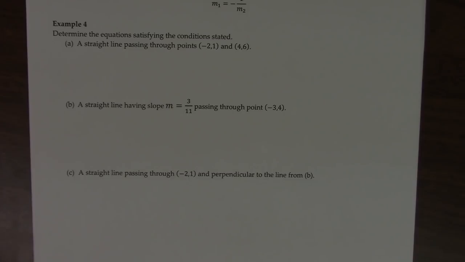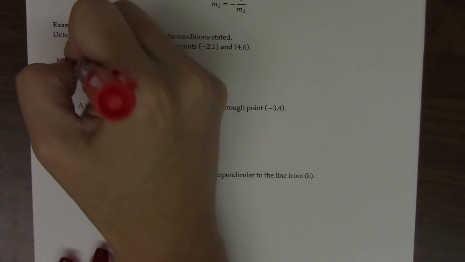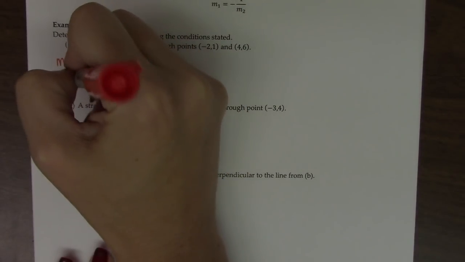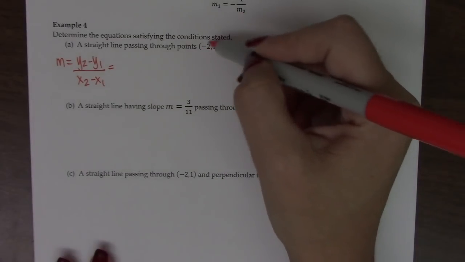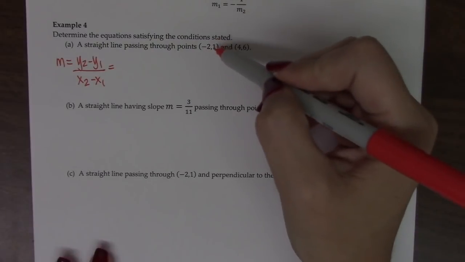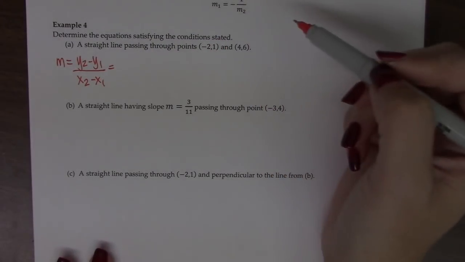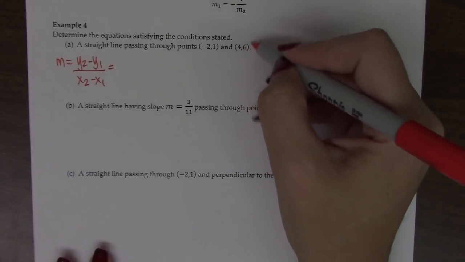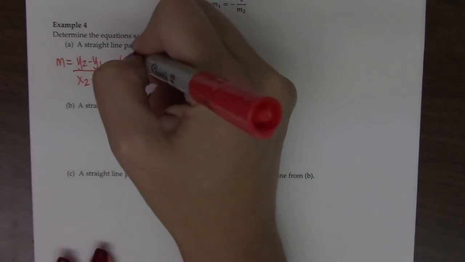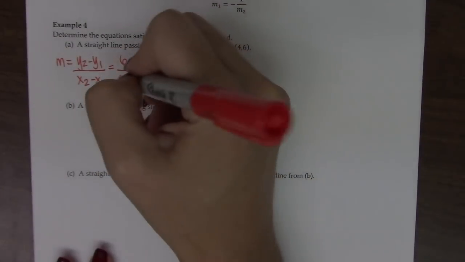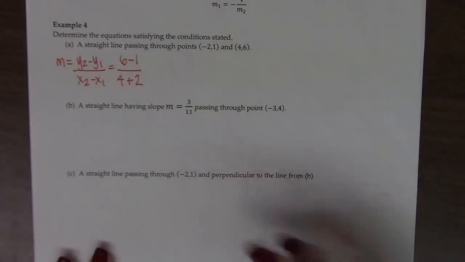So the slope is the change in the y values divided by the change in the x values. It doesn't matter which point we call 1 and 2, as long as we're consistent with this. So I'm going to call this point 1 and this point 2, just because this one came first. So that means my y2 is 6, my y1 is 1, my x2 is 4, and my x1 is -2. So when I subtract a negative number, it gets added.